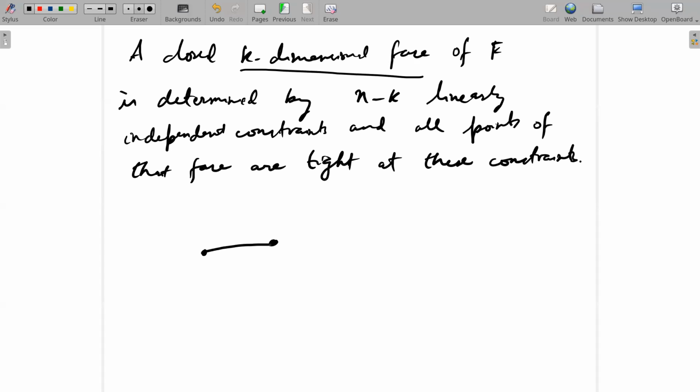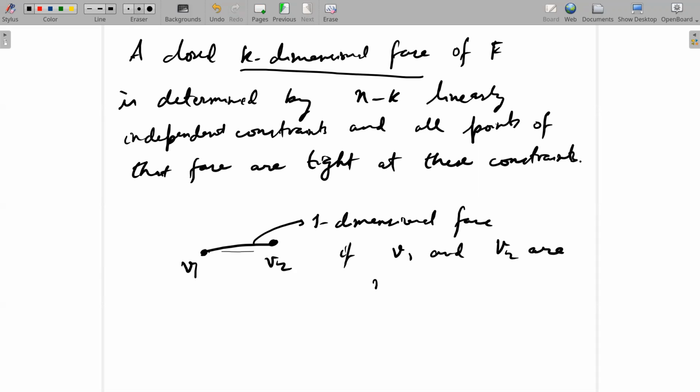So for example, this edge, the line joining these two vertices, is actually a one-dimensional face. Let's call this v1, let's call this v2. If v1 and v2 are neighboring, you can take this as a definition, but I'm just saying that intuitively, when you look at the geometric picture, if v1 and v2 are neighboring, then this is a one-dimensional face.